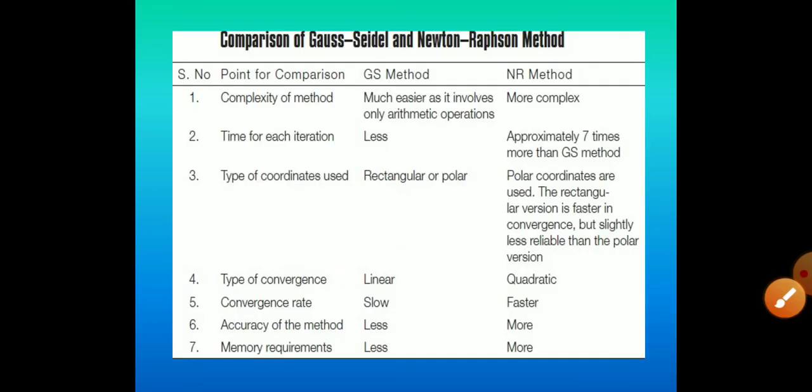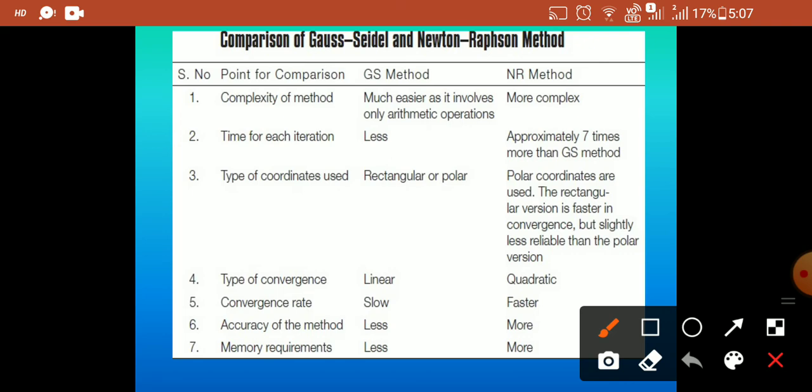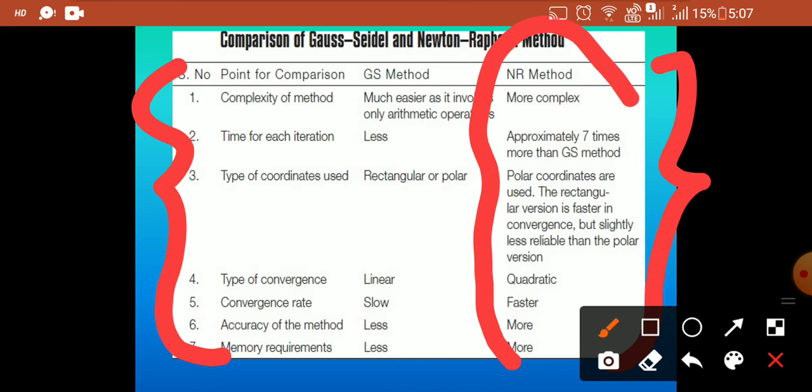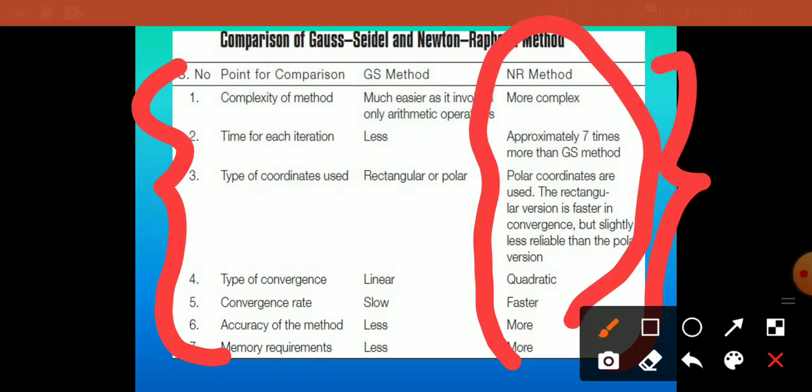Then we have to compare. This is just the generalized comparison of the Gauss-Seidel and Newton-Raphson methods. We have three types of iterative methods: Gauss-Seidel, Newton-Raphson and fast decoupled. In this we have discussed the Newton-Raphson method. Here for the Newton-Raphson method, the first point is complexity. It is more complex, approximately 7 times more than the Gauss-Seidel method.